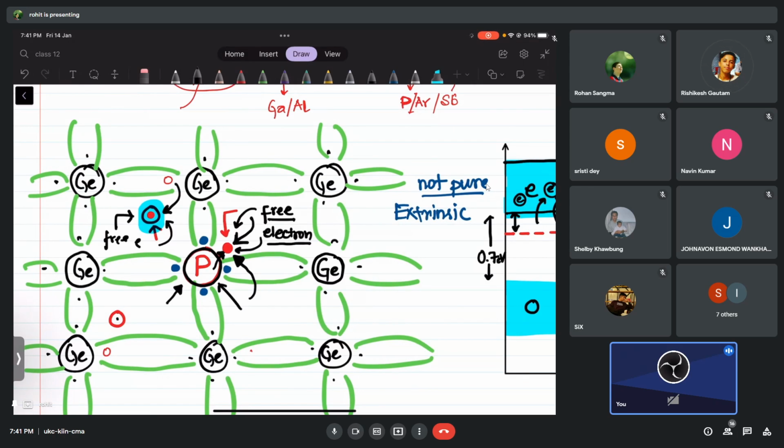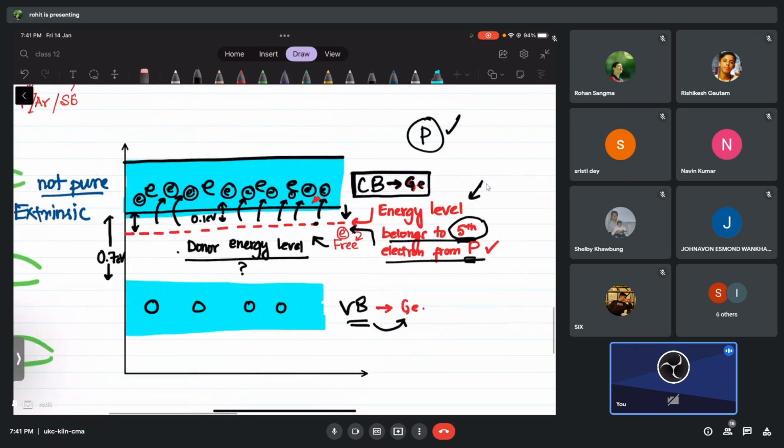Look at phosphorus. What is it doing? It's coming in place of germanium, forming 4 bonds like germanium, but also donating 1 extra free electron for the current to conduct, or not? Yes, that's why we have a name for this energy level. What is this energy level called, guys? Donor energy level.